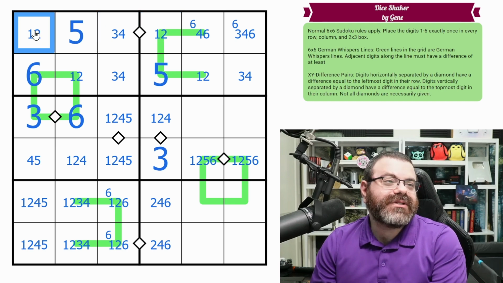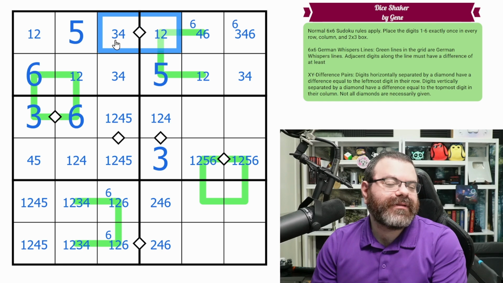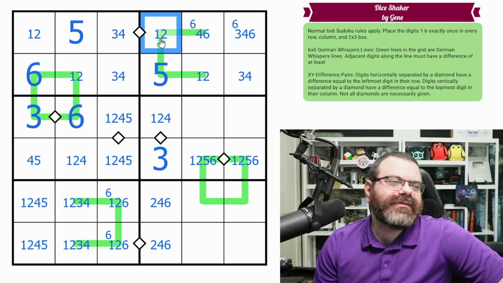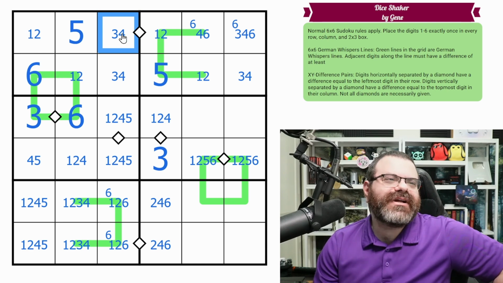Oh, but if this was a 2, I don't think this can have a difference of 2. No, it would be 1, 3. That works okay. Can this be a 2, I guess is the question. Yeah, 2, 3 with a 1. Does 4 work? 4 does not work. Right, that's what I was trying to get at.